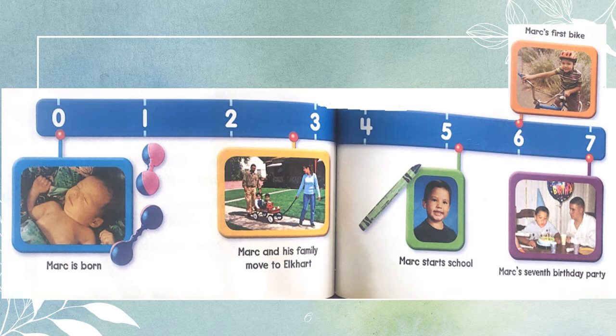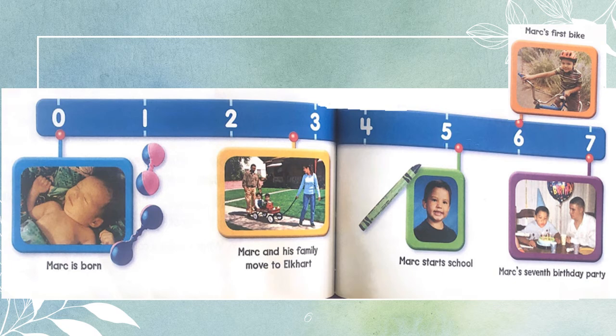Then at 1 there is nothing, at 2 years old there is nothing, and after he turned 2 but before he turned 3 years old, Mark and his family moved to Elkhart. So they shifted their home to Elkhart just before he turned 3 years old. Then at 4 we do not see anything happening in his timeline, and then just after he turned 5 years old, he started school. Do you see it? So he was a little over 5 years old and he started school. So probably it was his first day at school.